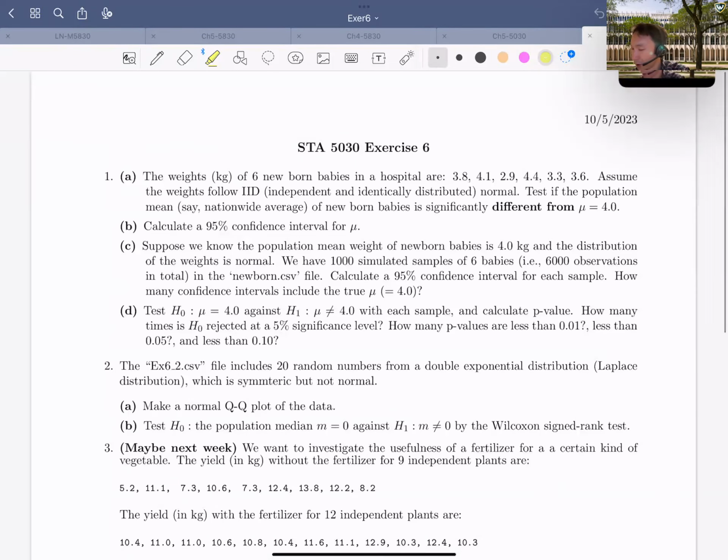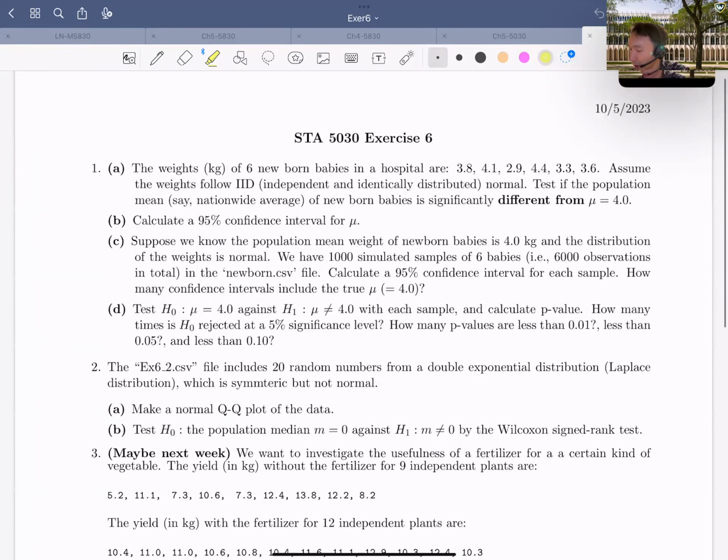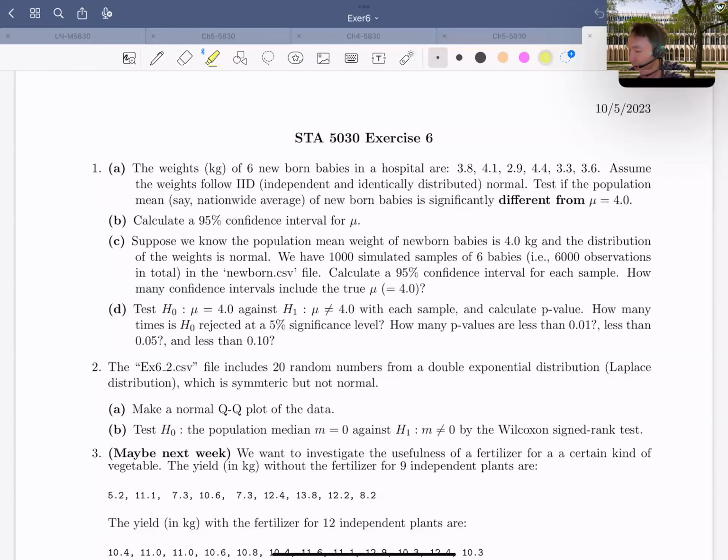So we do a t-test and the confidence interval. We have the weight of newborn babies, and we have a null hypothesis, and the alternative is just mu is not equal to 4.0, and we can do a t-test. But we can also do calculation of the confidence interval and so on. Okay, so I will set up the breakout rooms to do it. And question 1, maybe we can do.